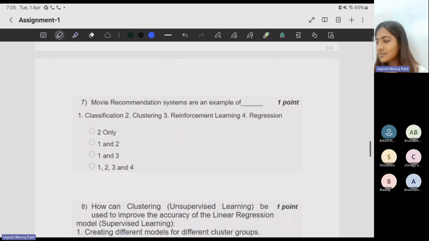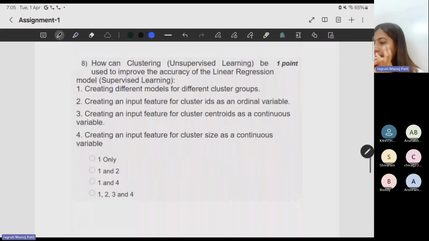Movie recommendation systems are an example of what? So what all follows for a movie recommendation system? Well, you can classify them, you can cluster them, you can learn and check for different methods. You can do regression there. D, 1, 2, 3, 4. Exactly.